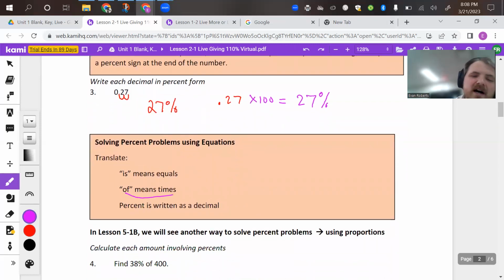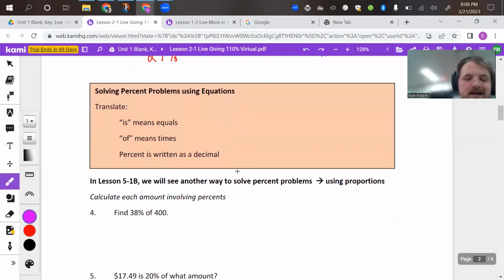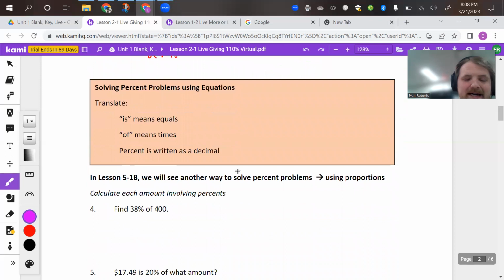Now, this concept isn't bad. I think it's good, but English is just hard. So this is a good way to think about it. Is means equals, and of means multiply. Again, times means that's the same as multiply. But you'll see what I'm saying, why sometimes it's like, oh, I don't love that.